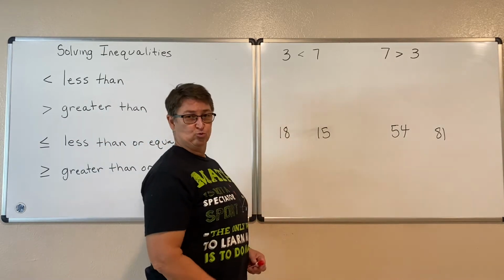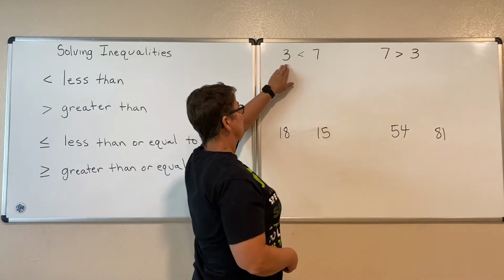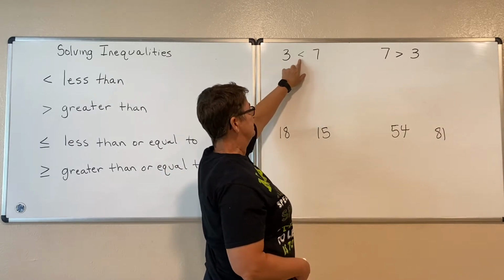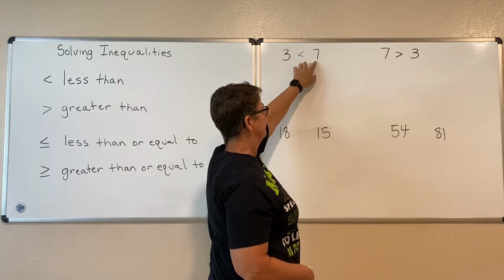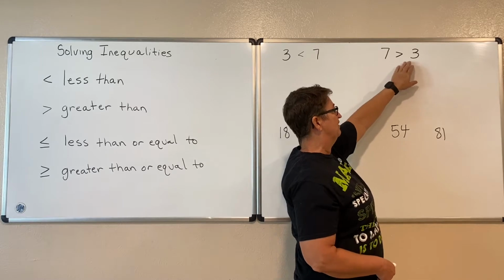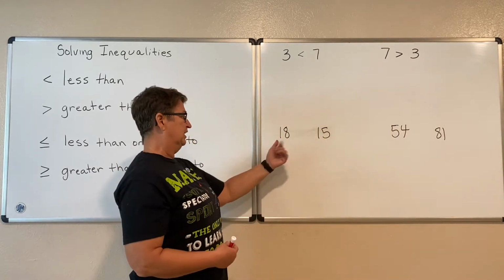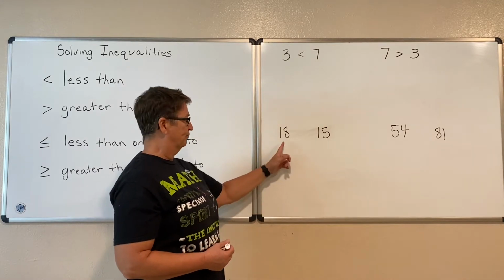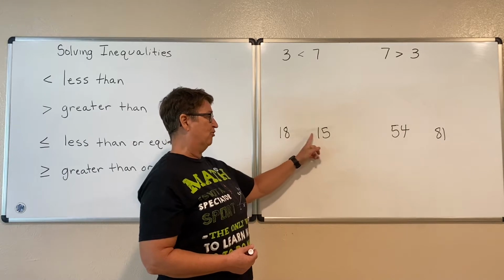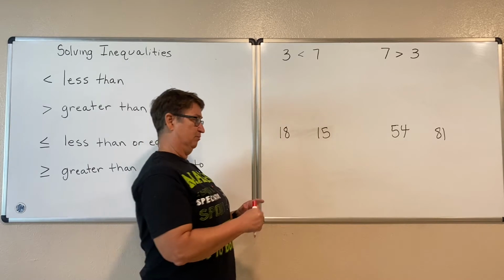So let's practice reading using those symbols. This particular sentence says 3 is less than 7. And this one says 7 is less than 3. Let's see if we can put our own symbols in the sentence to make it true. In this case, our 18 is greater than 15. So we need to use that greater than symbol.